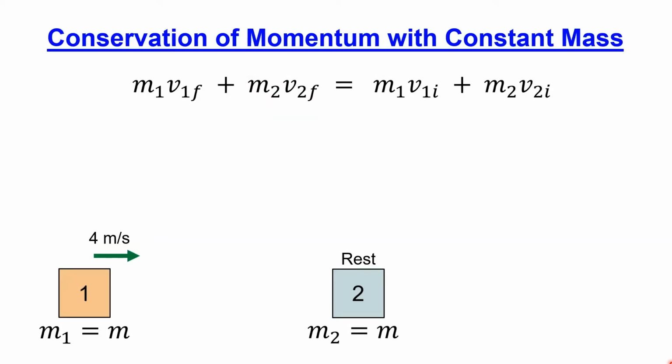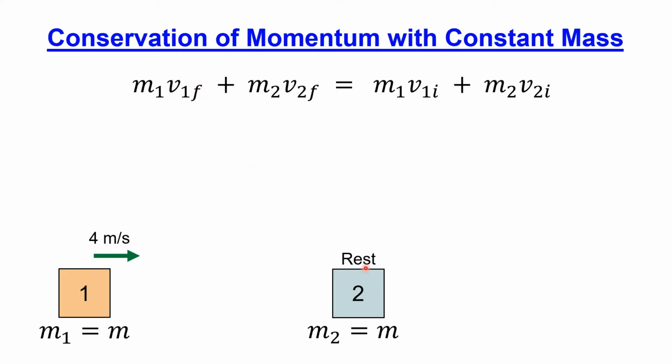Let's consider a problem with some actual numbers. So let's say box 1 was moving to the right at 4 meters per second. Notice that this combination of speed and direction is velocity. And up here in my momentum equations, I have velocity. It's not speed, it's actually velocity.